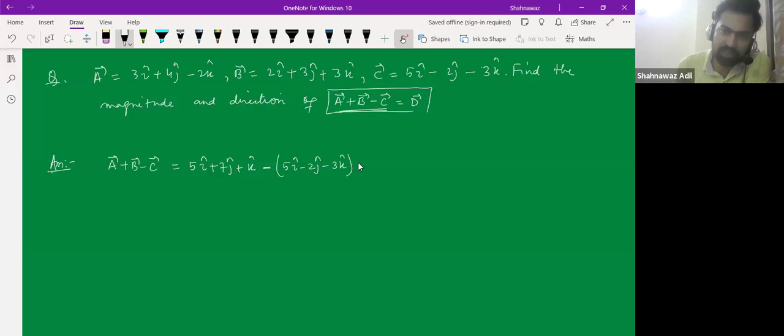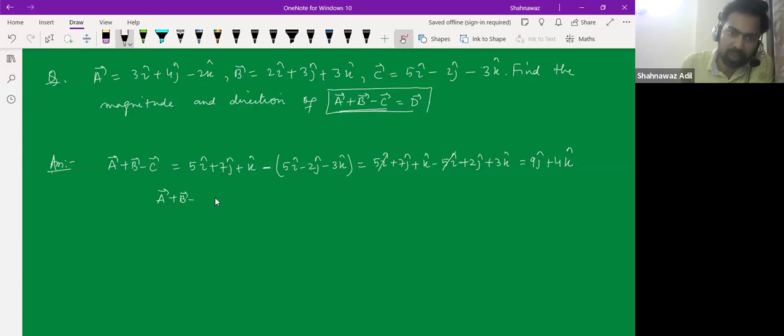So what would this thing be? This would be 5i plus 7j plus k hat minus 5i plus 2j plus 3k. So 5i, 5i will cancel, right? We have 7j plus 2j, that is 9j hat, and k plus 3k, that is 4k hat. So this is your A plus B minus C.